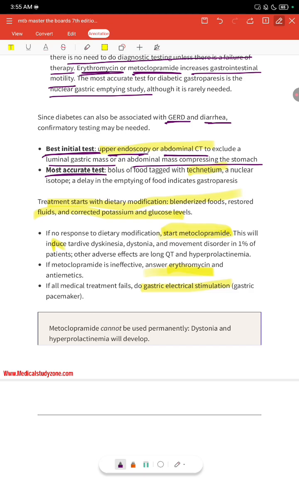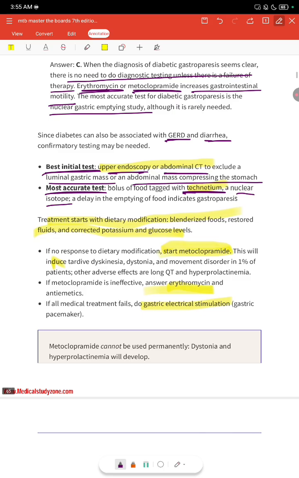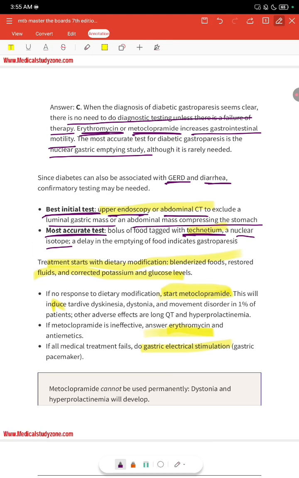The most accurate test is a bolus of food tagged with technetium, a nuclear isotope. A delay in the emptying of food indicates gastroparesis. It's easy. It's the most accurate test. Treatment starts with dietary modification, blenderized foods, restored fluids, and corrected potassium and glucose levels. Here is where the treatment starts. You have to correct the potassium and glucose levels, and use blenderized foods and restored fluids.